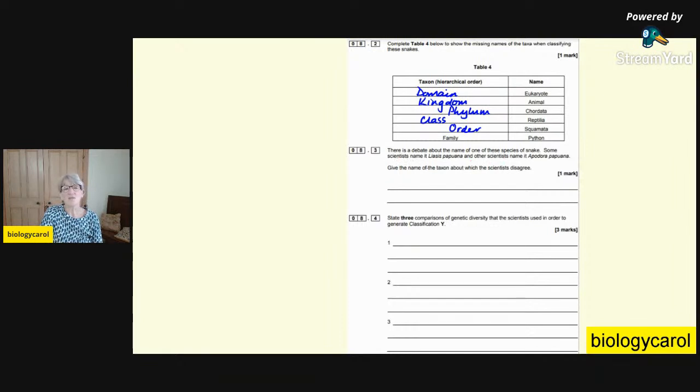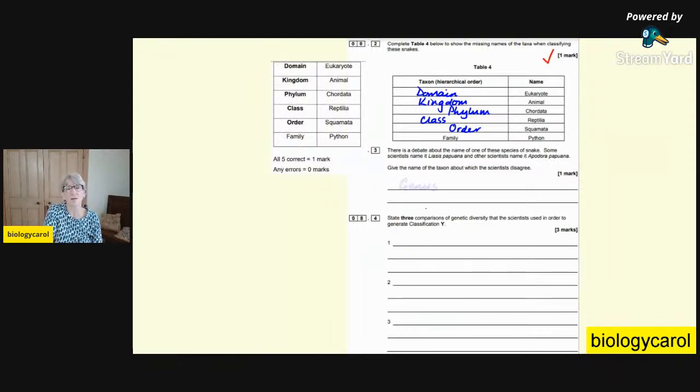Debate about the name of one of these species of snake. Some call it Liasis papuana and some Apodora papuana. Give the name of the taxon about which the scientists disagree. Taxon is just the singular version of taxa, and the taxa are basically the groups: the kingdom, phylum, class, order, family. So this is the genus, because this part of the binomial name is the genus and this is the species name. So it's genus and I got the mark. Notice it says give the name of the taxon. If you give more than one name, even if one is the right answer, you won't get the mark.